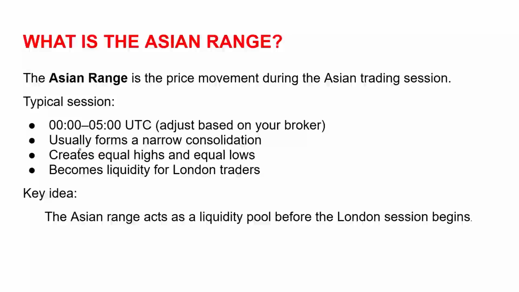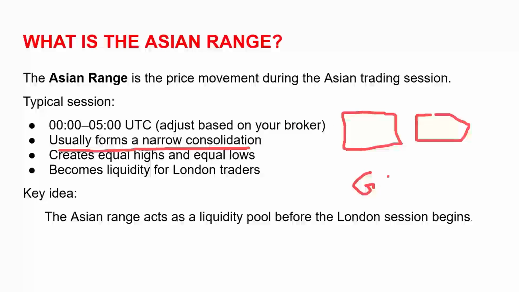So most times it forms a narrow consolidation, and that is because of the specific pairs that I'm talking about. I'm going to be talking about mostly GBP USD and maybe Euro USD, pairs that don't move in the Asian session but react in the London and New York sessions. So in the Asian session, in those pairs, for example GBP USD, we are going to have a narrow consolidation or low volume in that time frame.